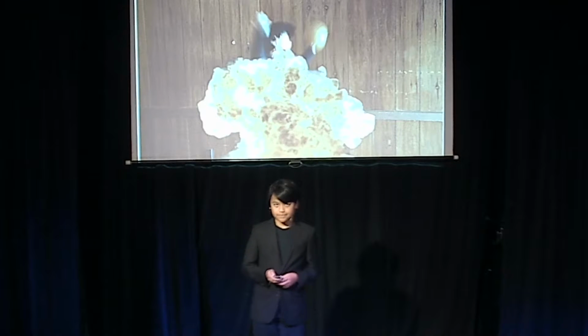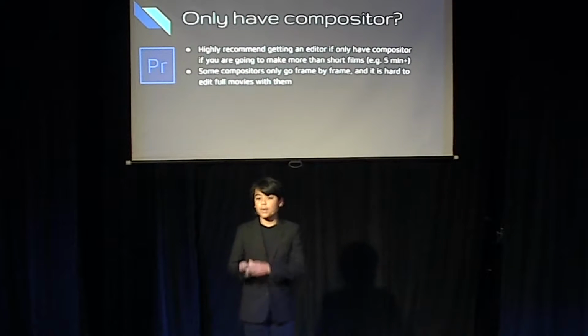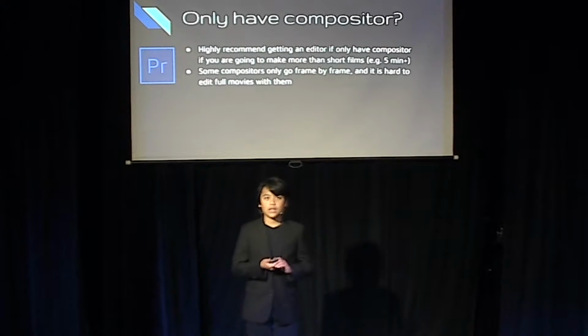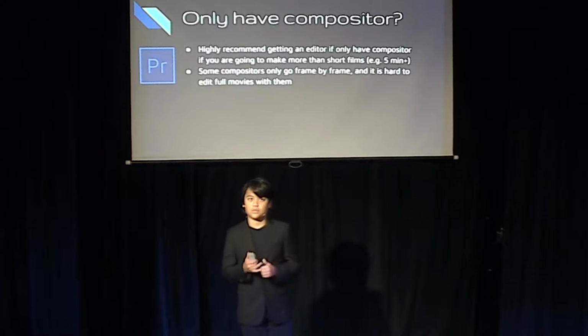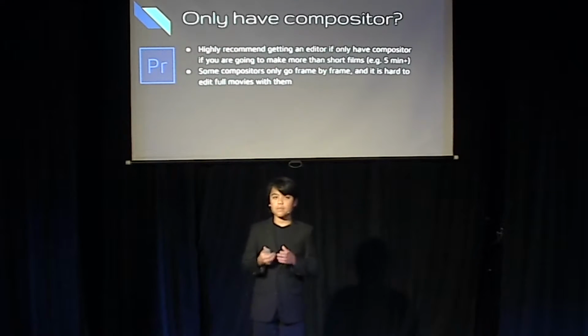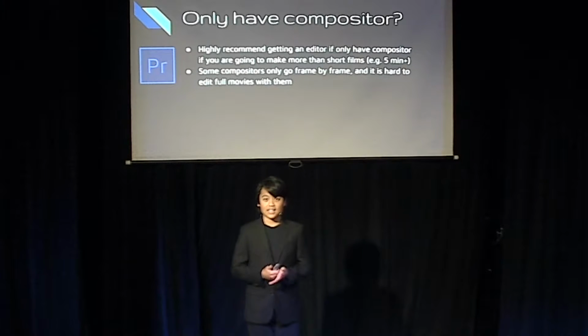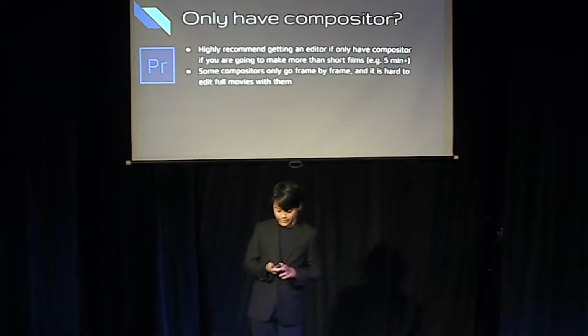What if you only have a compositor though? I highly recommend getting an editor if you only have a compositor and you're going to make more than short films of just 5 minutes or more. Some compositors go only frame by frame, and it's very difficult to edit full movies with them. A second is actually 30 frames. Can you imagine editing a full movie with that?